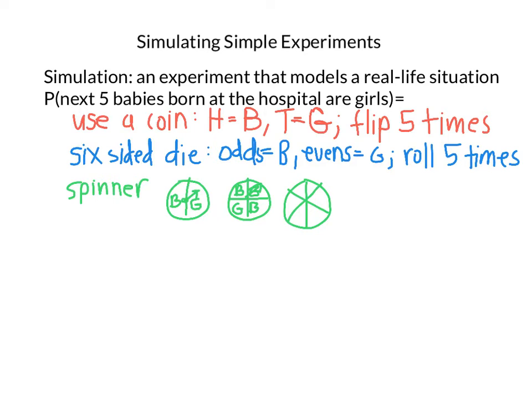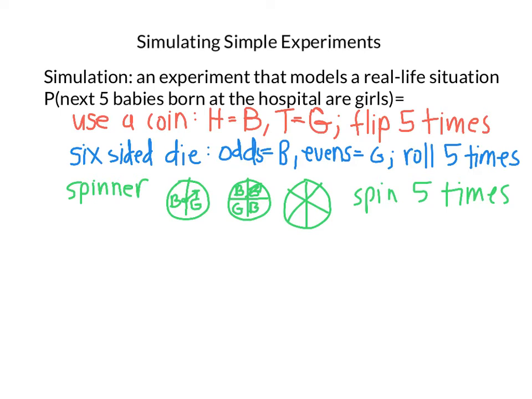We could also put marbles in a bag, the same number of blue and the same number of pink, if you want to go that way, and pull them out 5 times. And of course here we would spin 5 times. But I just want you to start thinking, what could I use? What do I have handy that I could use? Now, something that I want to make my way around to is talking about a random number generator.